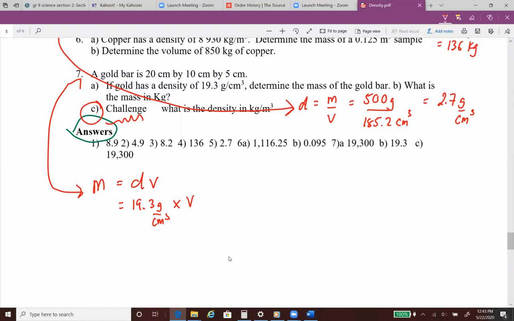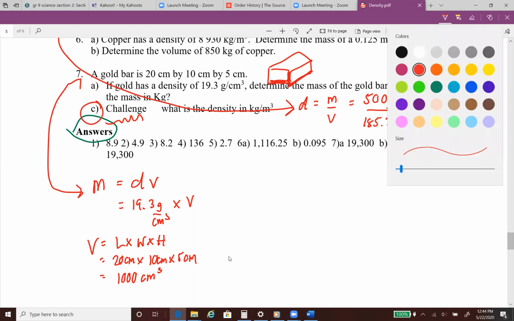Now, we are told that it's a bar, so we can assume that it looks like this. It's going to have a width, a height, and a length, those 3 dimensions. So we can work out the volume as length times width times height. We're told that it's 20 centimeters by 10 centimeters by 5 centimeters. So that works out to 1,000 centimeters cubed. That would be the volume.